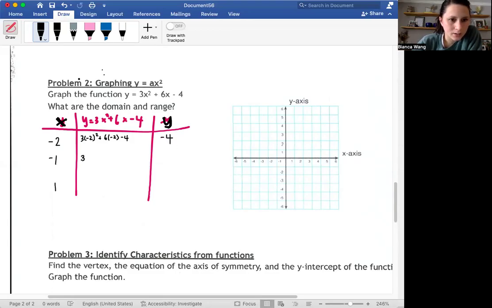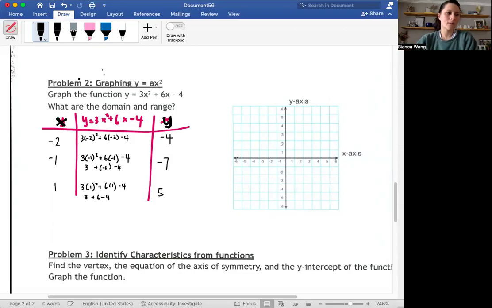Then I have 3 times -1 squared plus 6 times -1 minus 4. So 3 times -1 squared would just be 3 plus -6 minus 4. And so bring this all together, that's -7. And then 1, +1 would be 3 plus 6 minus 4, which would be 5. Okay, so these are my points now.